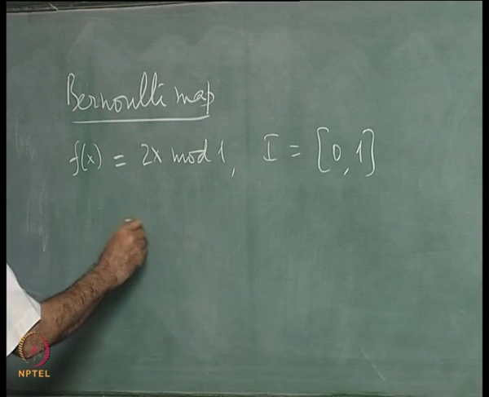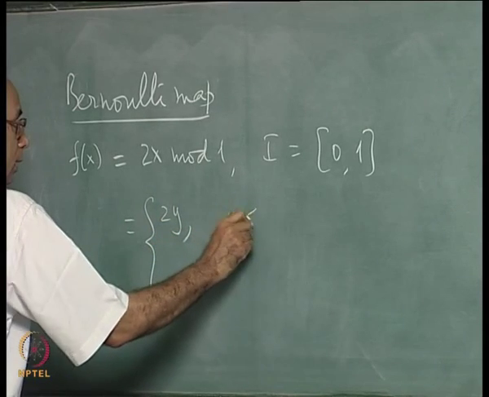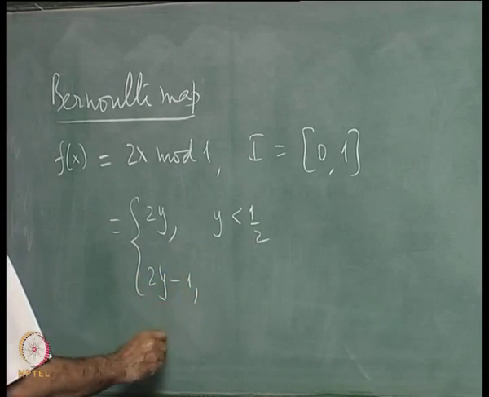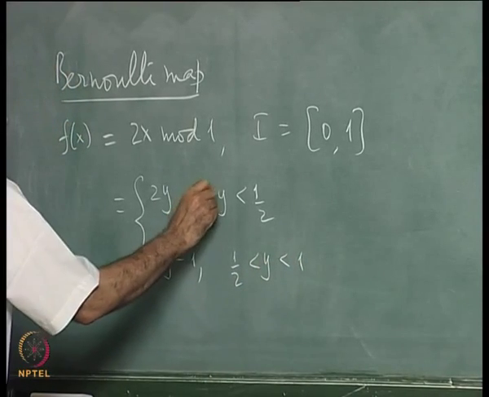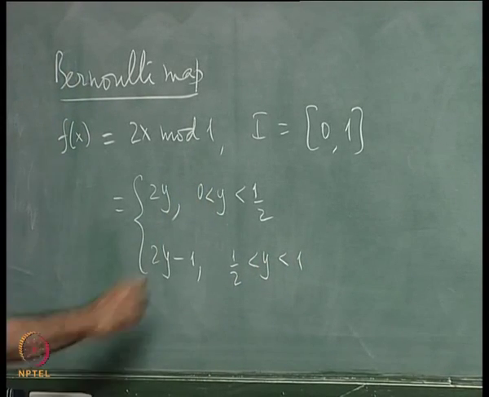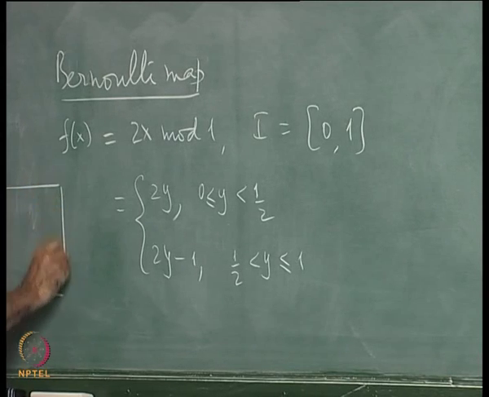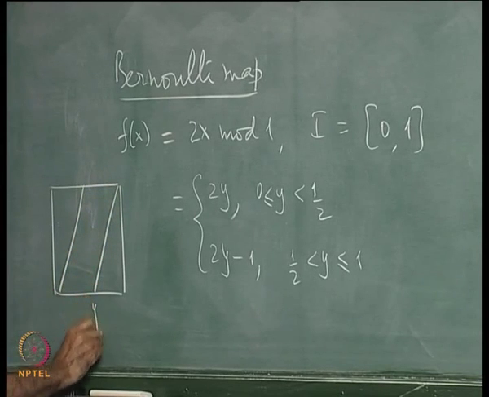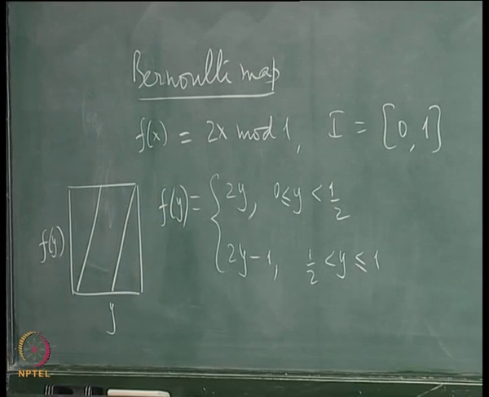To write it out explicitly, it was equal to 2y for y between 0 and a half, and it was equal to 2y minus 1 for y between a half and unity. And the map was discontinuous at the point half. So to refresh your memory, this is what the map function looked like. This is what f of y was equal to.